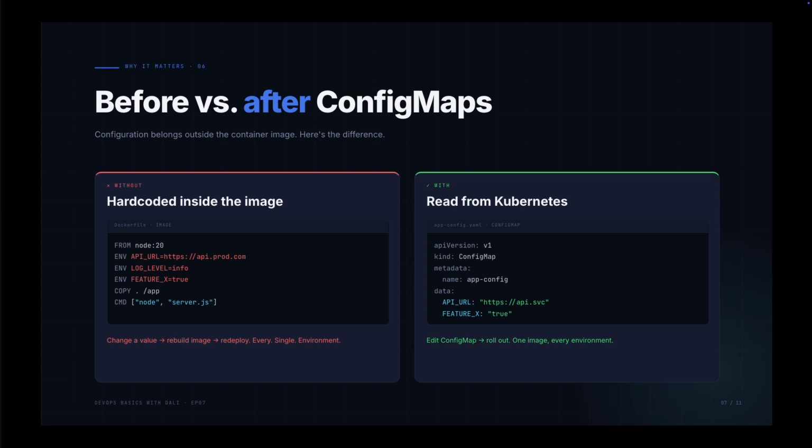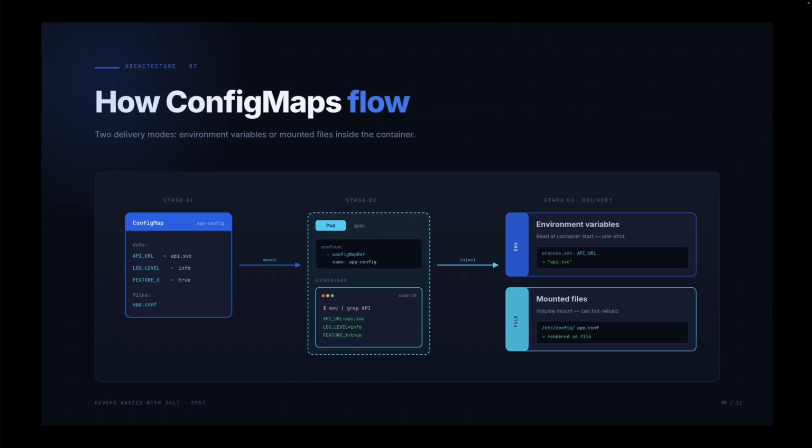On the right, the configuration lives in Kubernetes. The application image remains exactly the same, only the configuration changes. This makes deployment simpler and much more flexible. Build once, deploy everywhere. So how does a config map actually work? First, we create a config map containing configuration values. Then, Kubernetes makes those values available to our application.